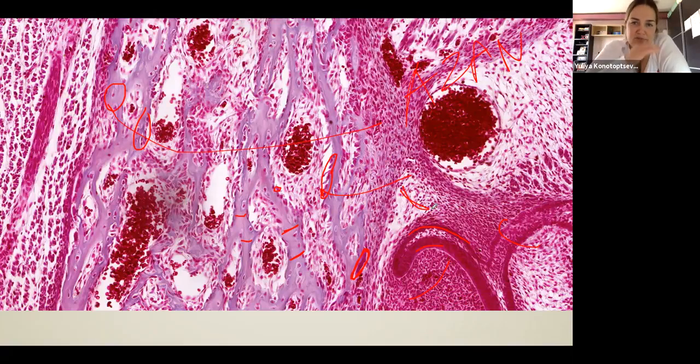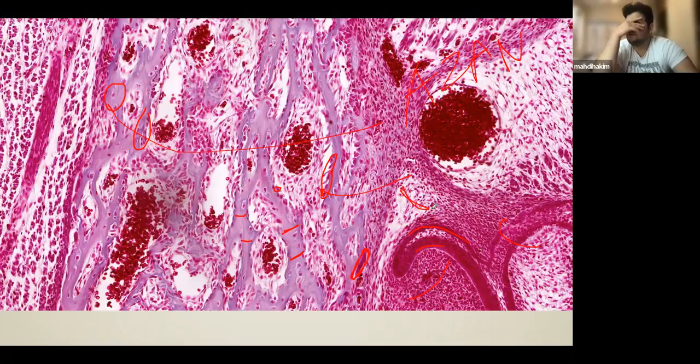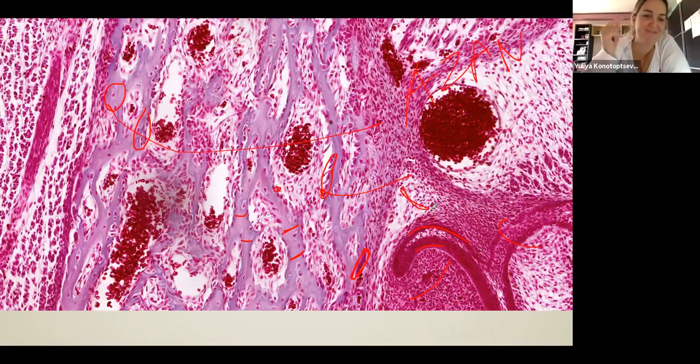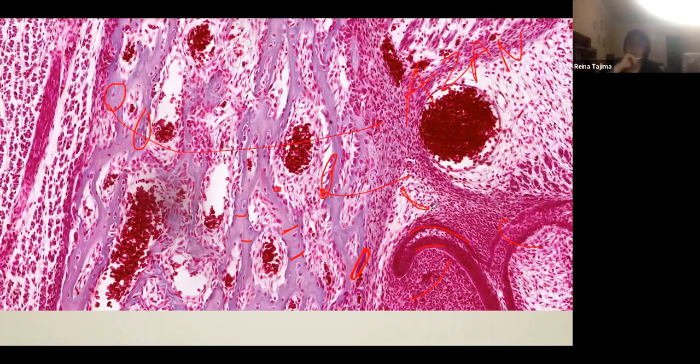Last question here. How do you know that this is bone and not cartilage? That's what they ask you. What is the one thing that tells you this is bone and not cartilage? Just name one thing, Mahdi. One thing that tells you this is bone. Vascular. Very good. Blood vessels.